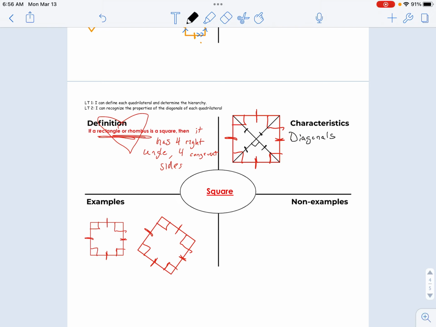Diagonals are congruent and perpendicular bisectors. Again, in construction, they're making square rooms or square buildings, whatever the case may be. They would actually lay out the diagonals to ensure that, one, the diagonals are congruent, two, that they bisect each other, and three, that they're perpendicular, to ensure that they actually made a square building and not a rhombus building.